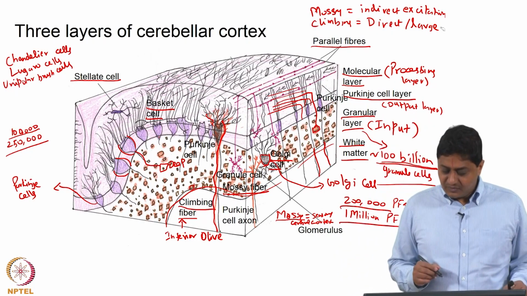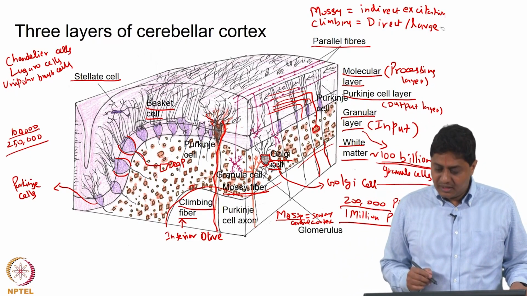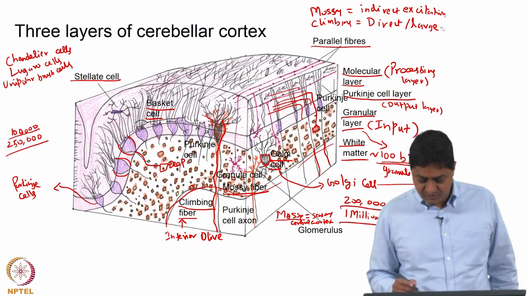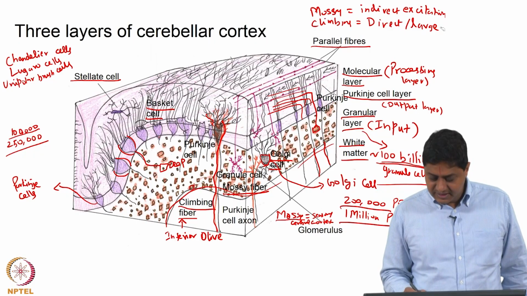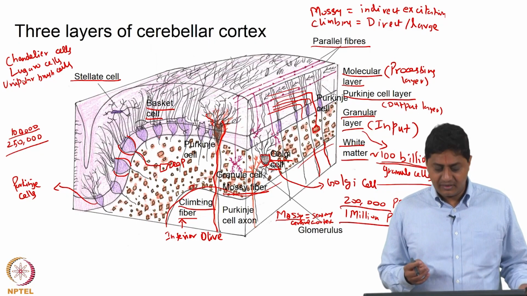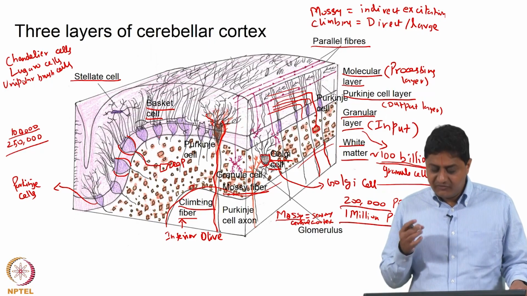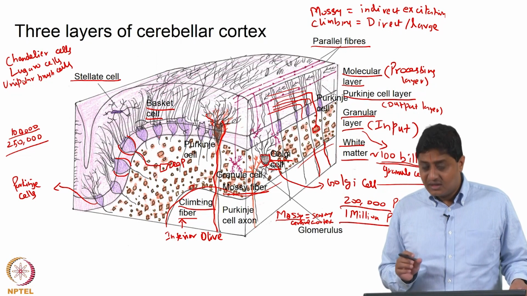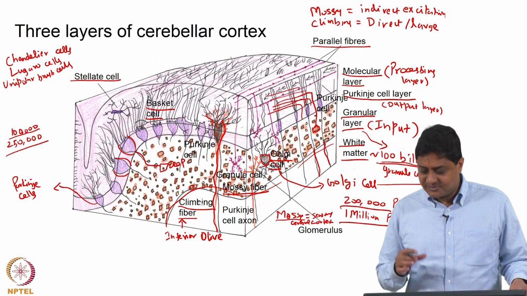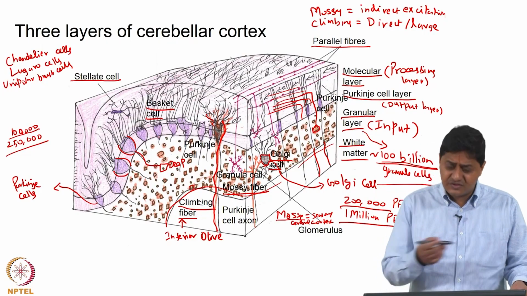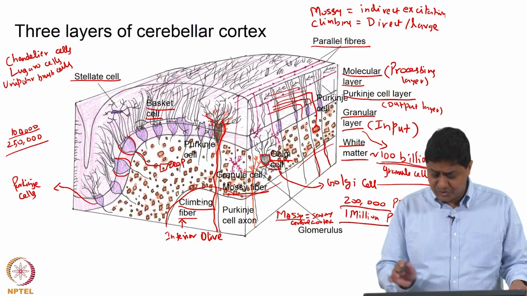Sorry. Okay. We will discuss the details in future classes, but it suffices to know for now that the climbing fiber directly and in a greater manner influences the function of Purkinje cells, whereas the mossy fibers first synapse with the granule cells. Actually, they also synapse with the deep cerebellar nuclei, not shown in this picture.